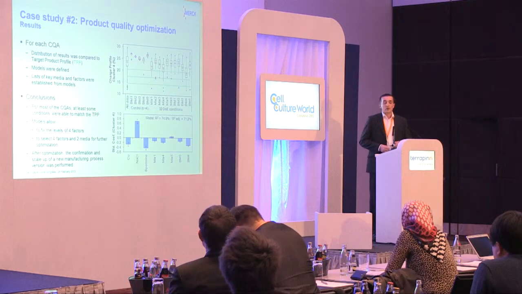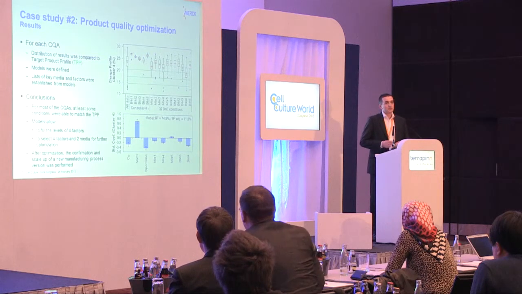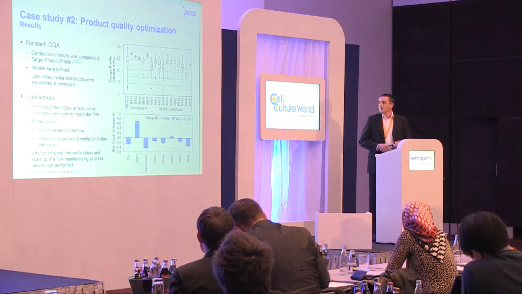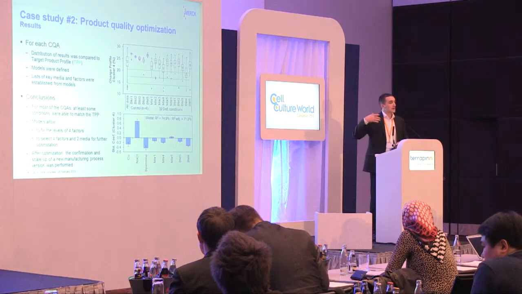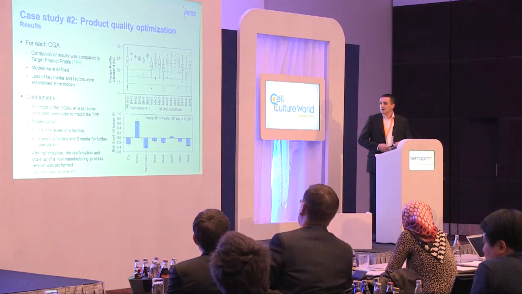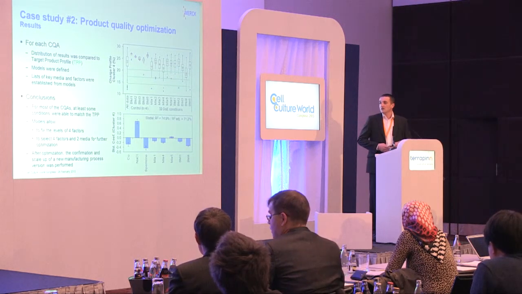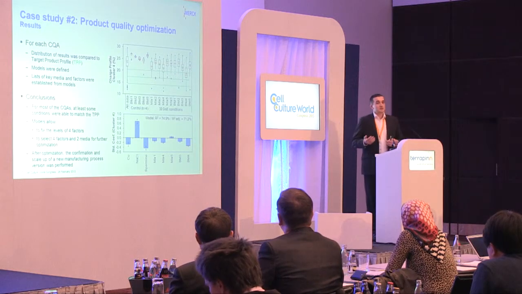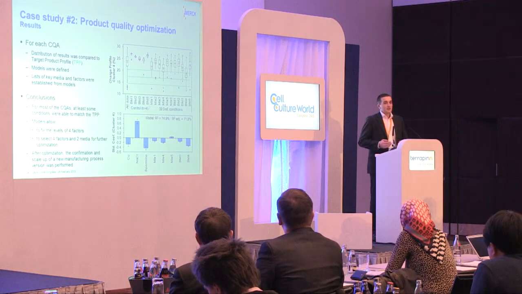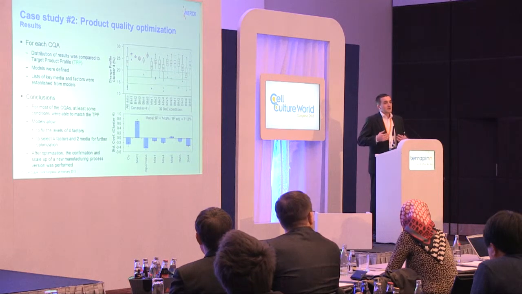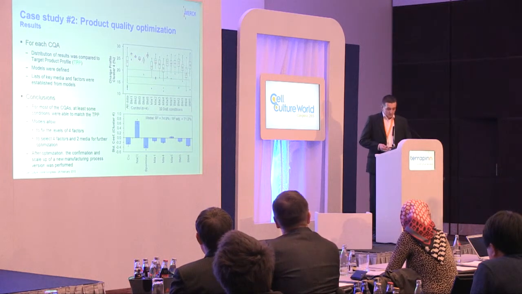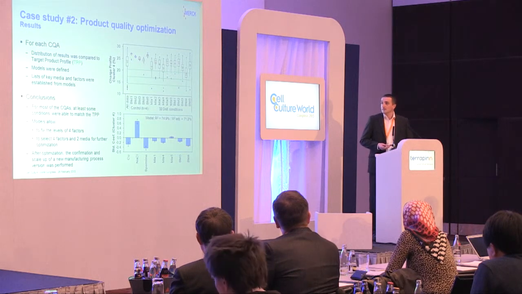So we did this for each CQA. It was a huge analysis, but in the end we managed to fix with the model the level of 4 factors. A number of factors were eliminated, and we also selected 4 factors and 2 media for further optimization. This was done at larger scale using the Ambr system. I don't have data here, but after optimization, we obtained a process that was successful and that can be transferred to manufacturing with the correct product quality.